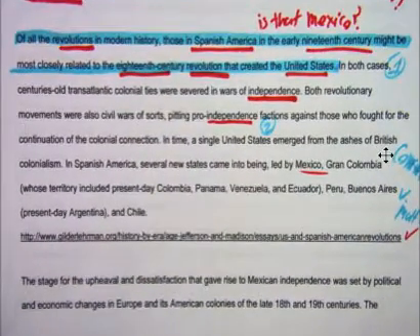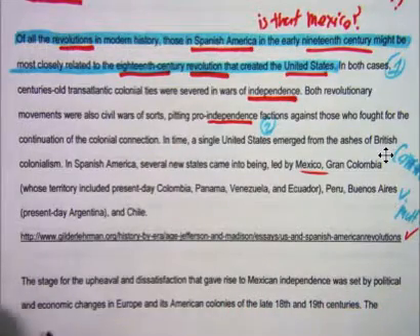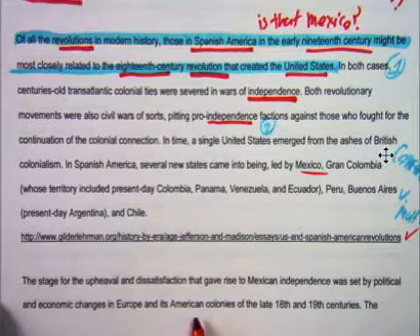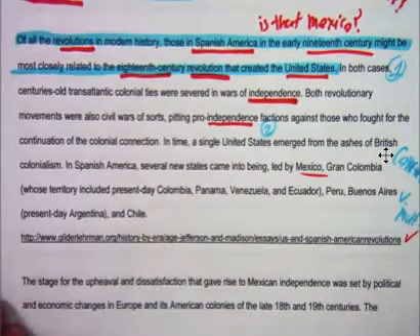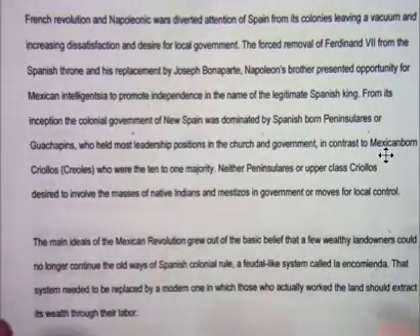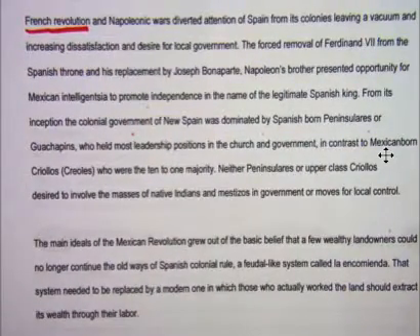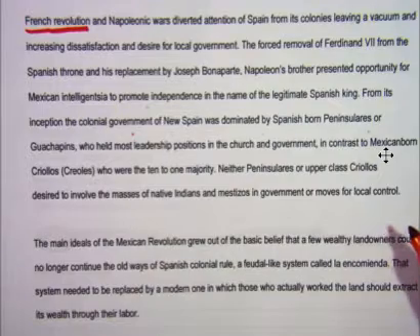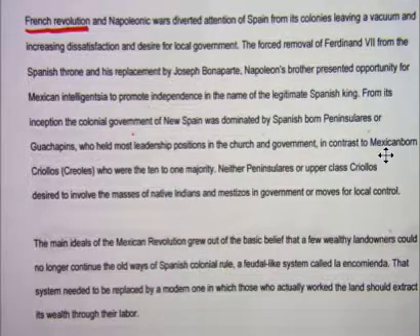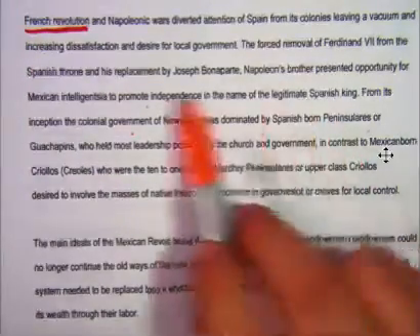The stage for upheaval and dissatisfaction that gave rise to Mexican independence was set by political and economic changes in Europe and its American colonies in the late 18th and 19th centuries. The French Revolution and the Napoleonic Wars diverted attention from Spain and its colonies, leaving a vacuum and increasing dissatisfaction and desire for local government. Okay, so France is mentioned in the prompt, so we underline that.